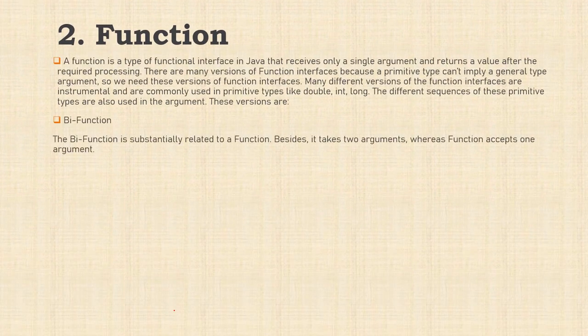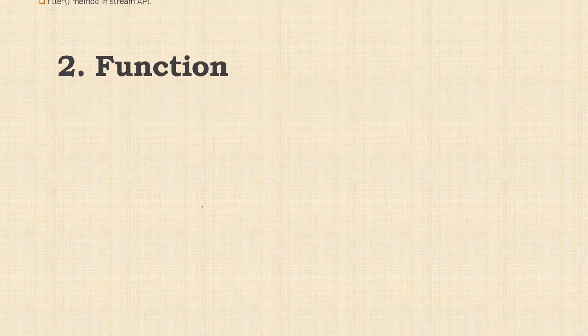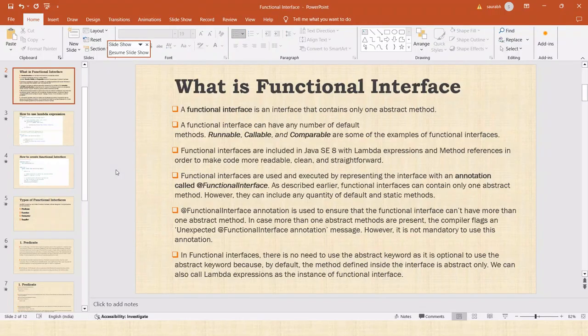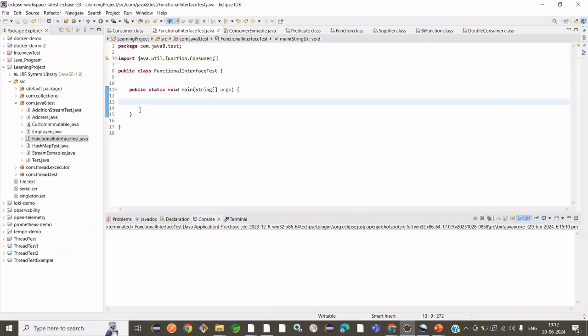So let's start Function. So what is Function? Function is a type of functional interface in Java that receives only a single argument and returns a value after required processing. Before starting Function, firstly we'll see the previous thing, which was Predicate, and try to understand it through the code. Just now we covered Predicate, so I will show you how it is written.